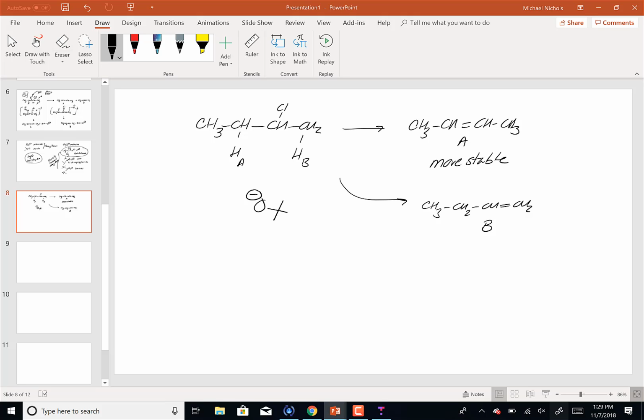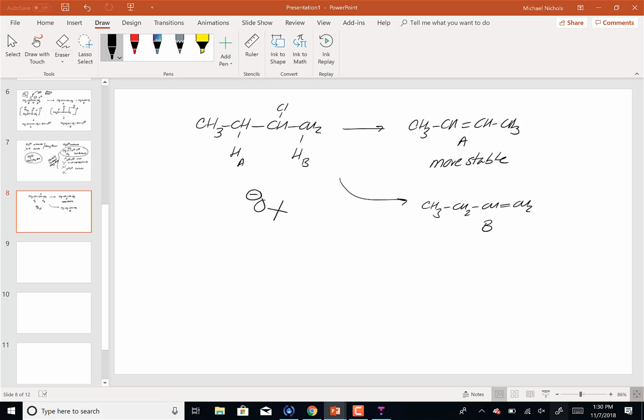If I have a tertiary butoxide ion base, which hydrogen is it going to have an easier time getting to? HA or HB? How many people say A? B. Why B? Why B? Dylan?